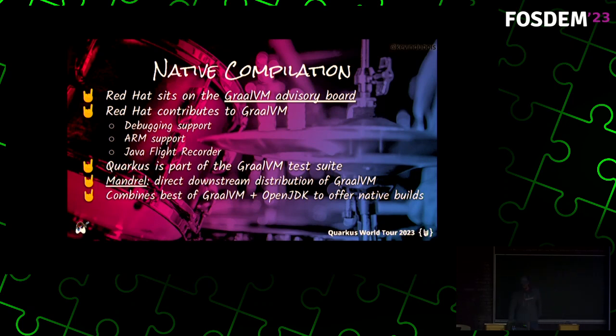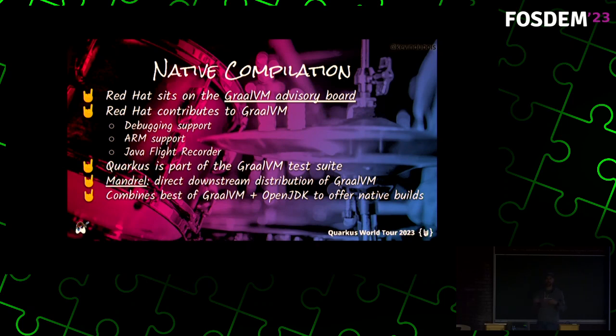Red Hat is on the GraalVM advisory board, and then there's the Mandrel project, which is a downstream distribution of GraalVM, specifically for building Java native builds. And that's what Quarkus uses. For example, if I do a native build and I don't have GraalVM installed on my local machine, Quarkus will again pull down a container. It's really good at pulling down containers to do a native build inside a container on your local machine. So then you don't need to have GraalVM installed and configured on your local machine.